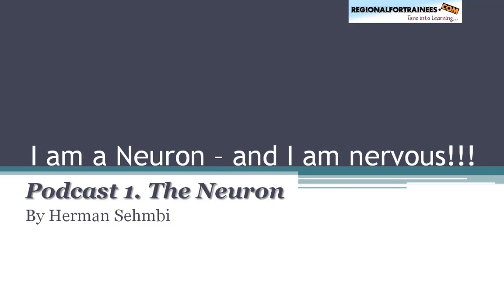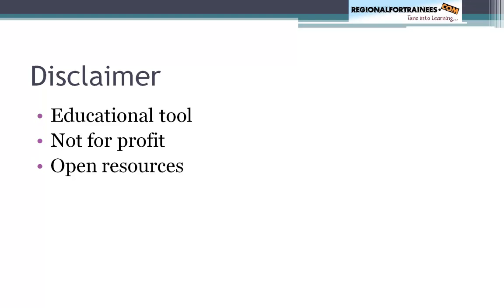This is a new podcast series where we are starting a podcast for a couple of topics, mainly didactic lectures, and we're going to be talking about things in regional anesthesia, starting from anatomy, physiology, pharmacology, and the various techniques and things in regional anesthesia. And this one is the very first podcast of that series. Let's talk about the neuron.